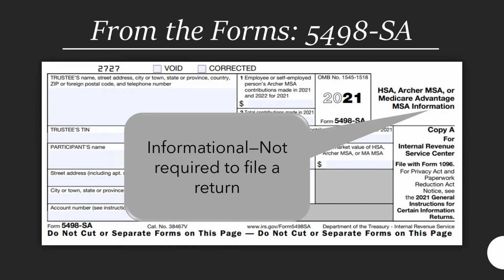So a form that some of our taxpayers may come in with that's associated with these contributions, aside from the W-2, is this Form 5498-SA. And you'll notice up there in the right-hand corner that it says information. And this form is just informational. It's not required to be on the return. It's not required to file the return. So when our taxpayers come in, we say, oh, that's nice, and we hand it right back to them.